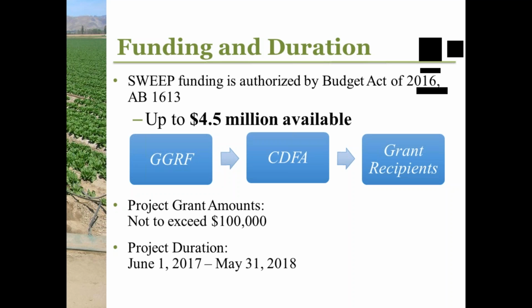The project duration for every project cannot exceed 12 months. Projects cannot begin prior to June 1st of 2017 and must be completed and implemented on or before May 31st of 2018. Within that 12-month period, you can have a project that's 4 months or 6 months or even 8 months, as long as it's between June 1st of 2017 and May 31st of 2018.